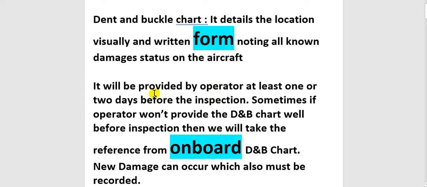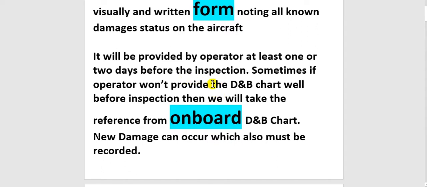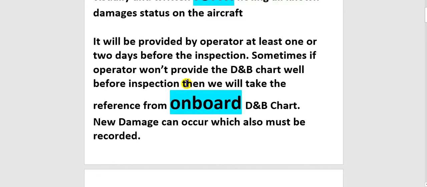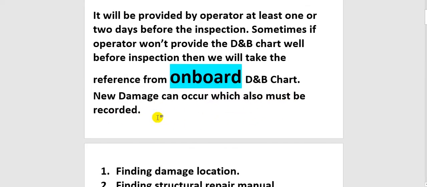Where can I find this? If the operator gives me this document at least one or two days before the inspection, okay. But if the operator didn't give me this document, I will find it on board the aircraft, in the cockpit, as the onboard reference, okay? But if there is new damage, which can occur, it also must be recorded, okay?